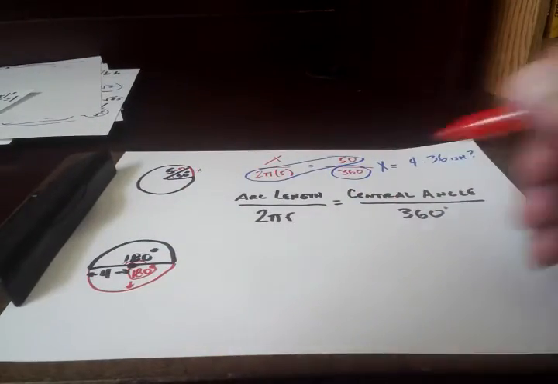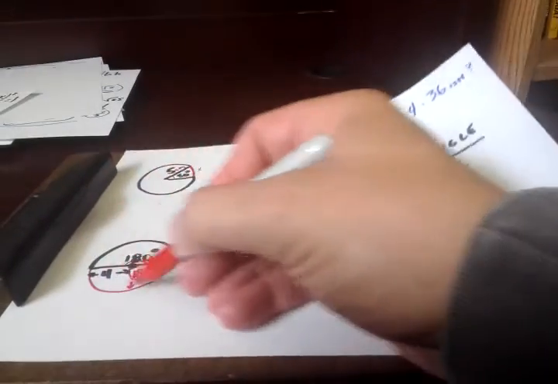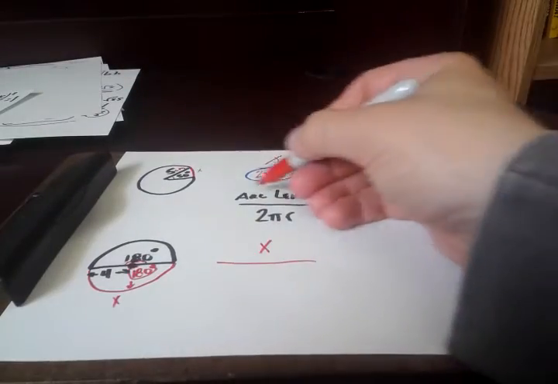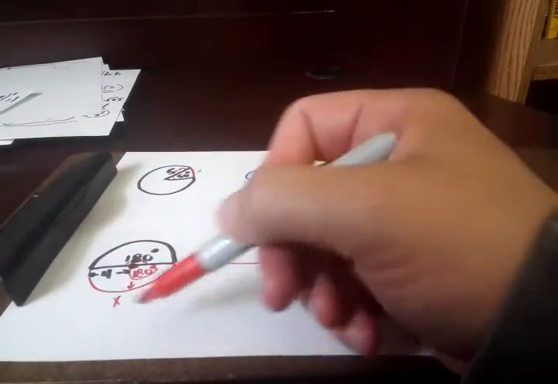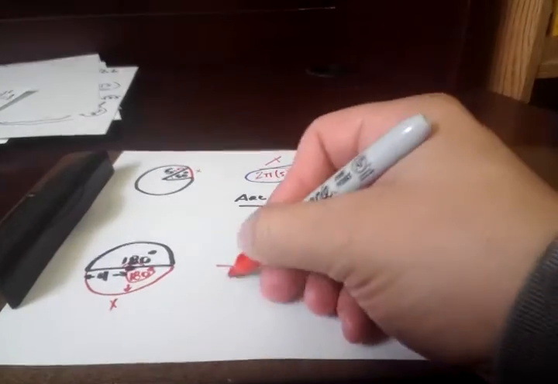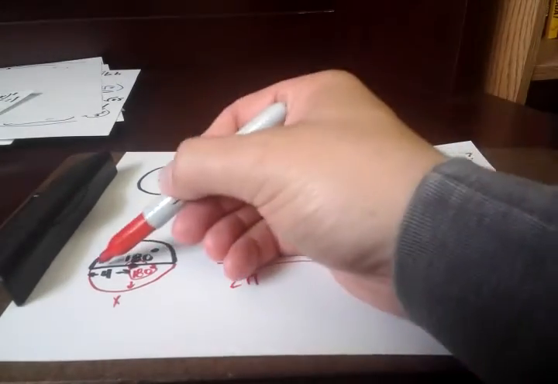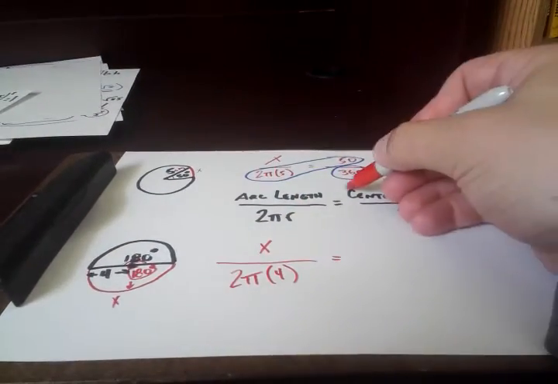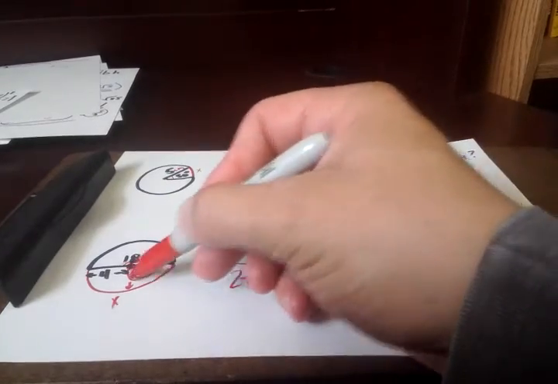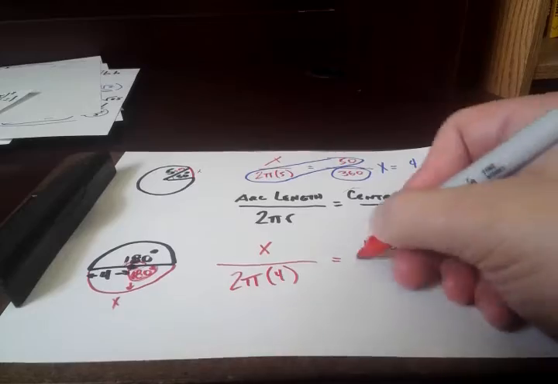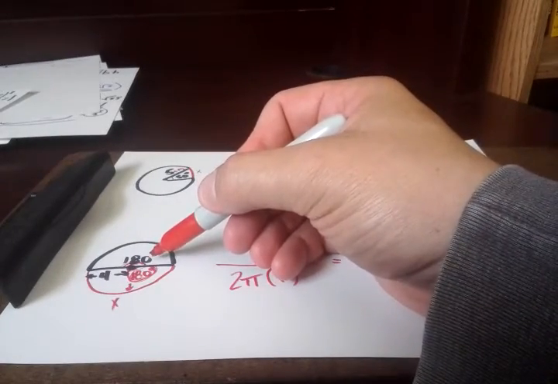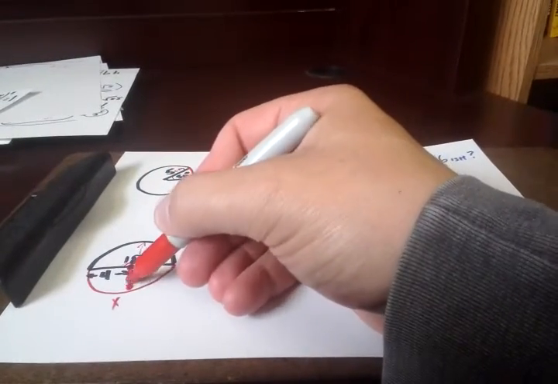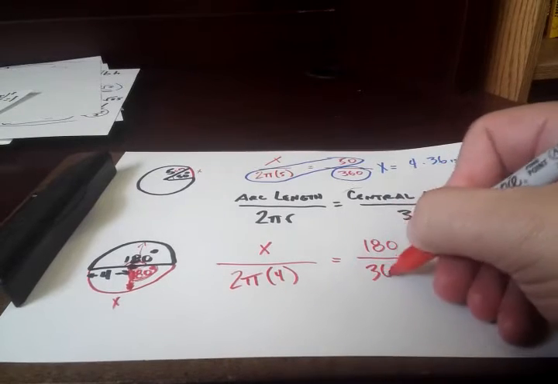All right, so let's go ahead and plug things in here. Arc length. Do we know how far it is from here to here? No. So we'll use an x, right? We'll say x over. You'll always use x for arc length because that's what we're trying to find, okay? Over 2 times pi. What's our radius? Looks like it's 4. Equals central angle. That's what we just talked about. The angle we're using is 180. Remember, we're not using the top 180, the one that's in black up here, because that goes to this arc. It just happens to be the same. We want the red one, which is down here. Okay, so 180 over 360.